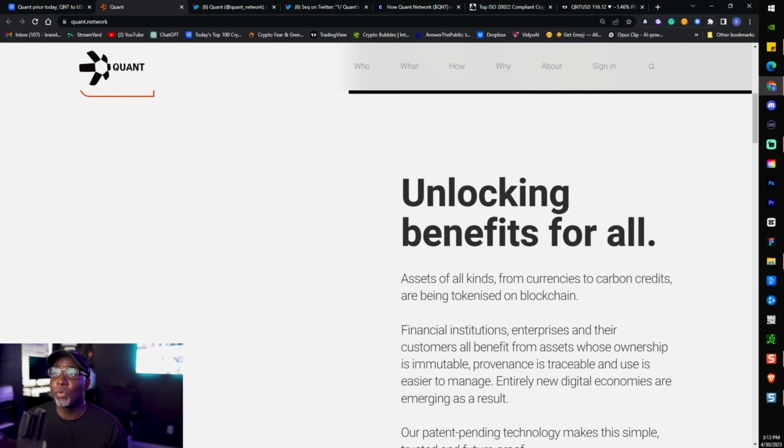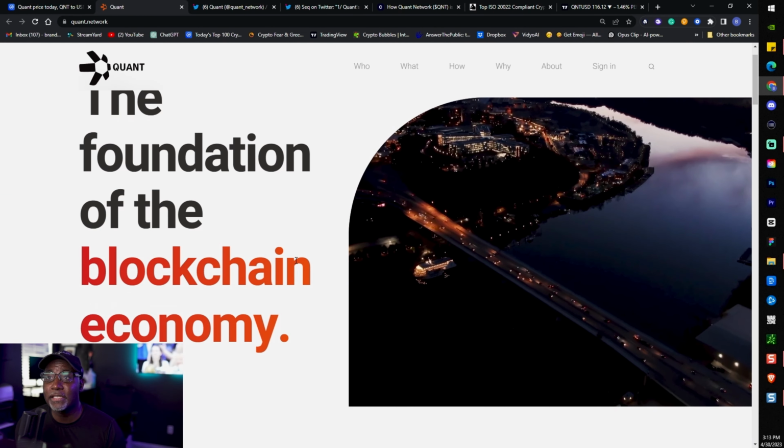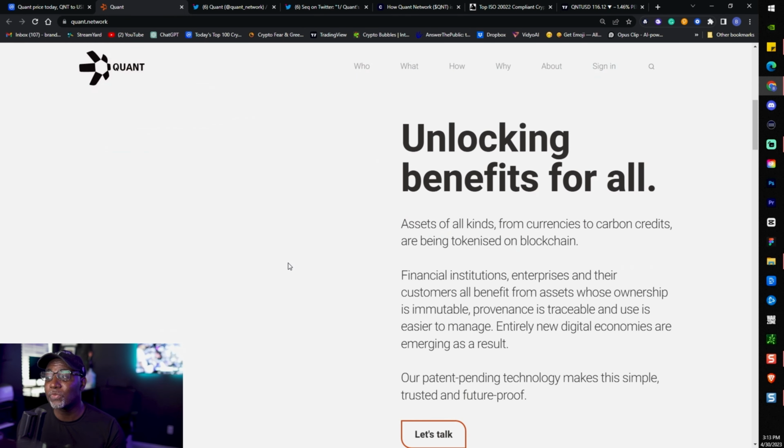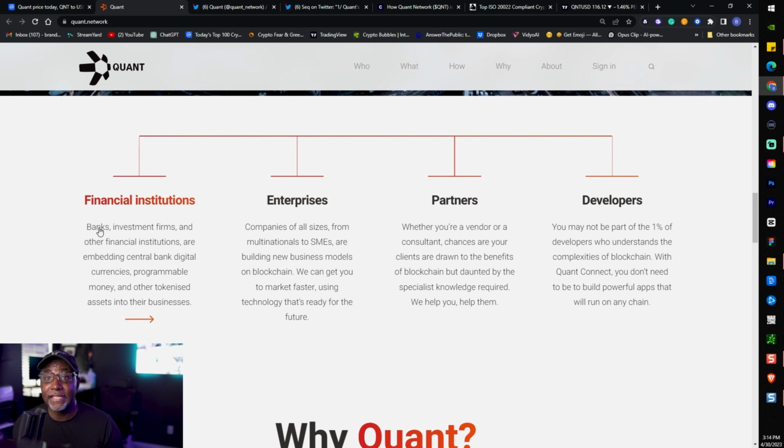Now, let's quickly look at their webpage, right? The foundation of the blockchain economy. We already talked about with Quant. I just want to give you a quick overview on their website. They're big in the financial industry and in this institutional space.